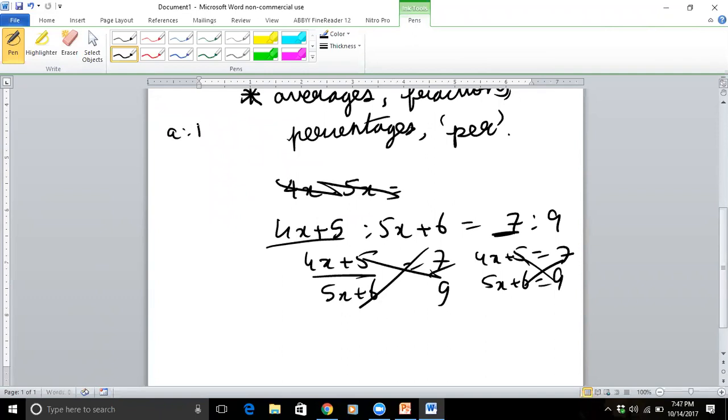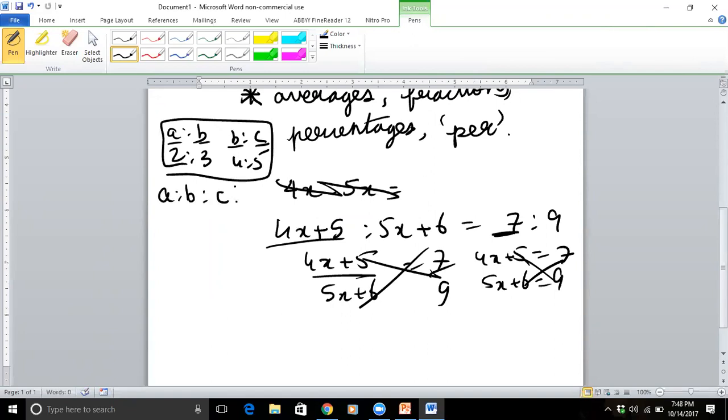Suppose I give you A is to B as 2 is to 3, and if I give you B is to C as 4 is to 5, you see I've taken two quantities at a time, right? Now I know how to combine this entire ratio to get the overall ratio of A is to B is to C, right? So you just take the quantities two at a time, find out the ratios individually and combine the ratios to get the overall ratio. All right. So it doesn't change. Nothing changes there.